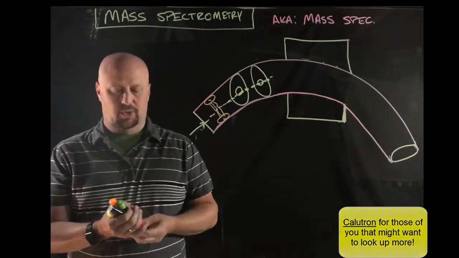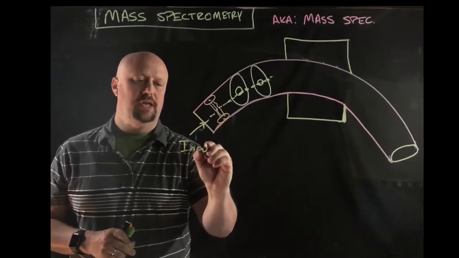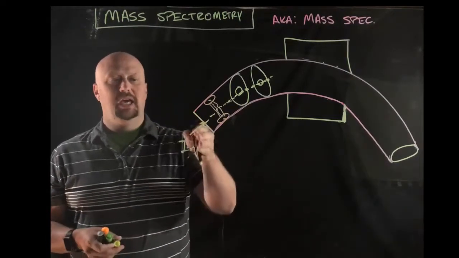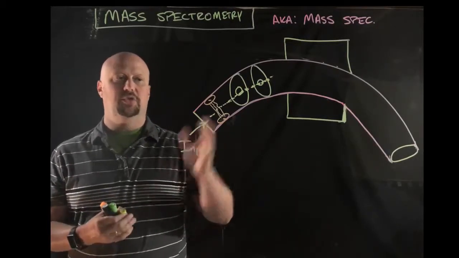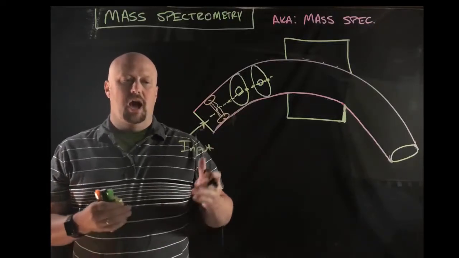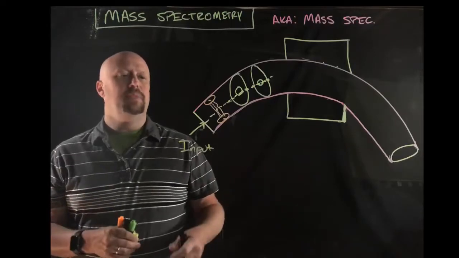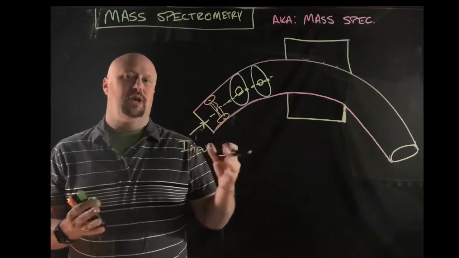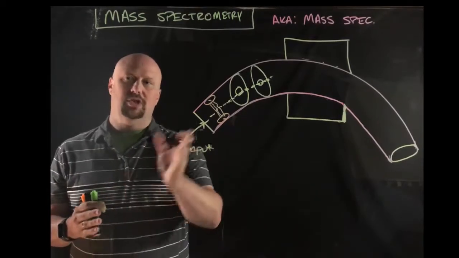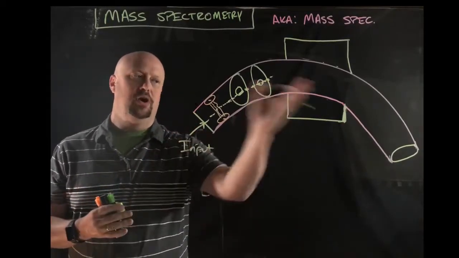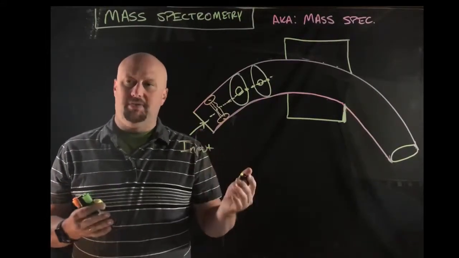So let's talk about what's going on here. In this end, we have what is called the input. Now the input, typically speaking, is going to vaporize the material to turn it into gas phase. That's essential for the next step. This makes it really easy to pair up with a gas chromatograph. It's called a GCMS, so a gas chromatograph mass spec would go through this thing together. So you do the gas chromatography first, split the things apart, and then run it through the mass spec. Anyway, we're going to vaporize it, volatilize it.